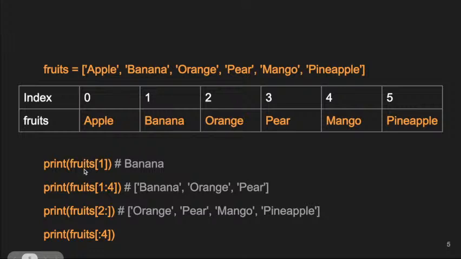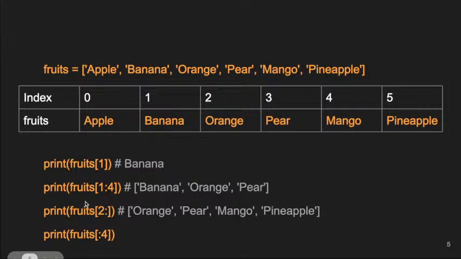So when you print fruits 1, you're actually going to print banana and not apple, because in Python you start counting from 0. Like with many other programming languages, we start counting the index from 0.